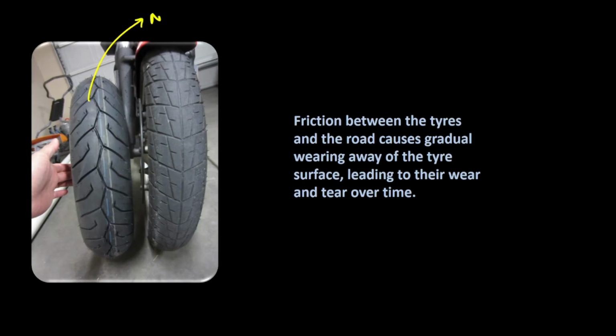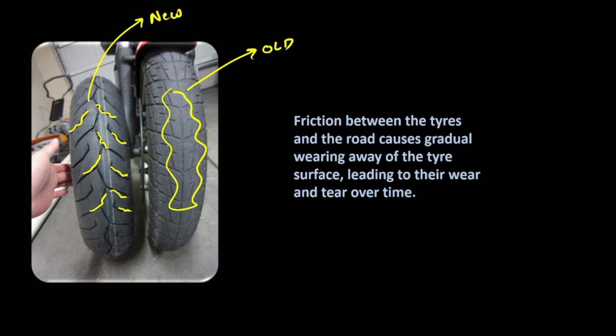This is a brand new tire and this is an old tire. Now you are clearly able to see that the grooves and the threads on the new tire are pretty clear, like you are able to see it's perfectly fine. But as the tire is getting older and older, these grooves are fading away. So this is a negative effect of the frictional force. The friction between the tires and the road causes gradual wearing away of the tire surface, leading to wear and tear over time. And this is the reason that we have to replace the tires after certain kilometers.